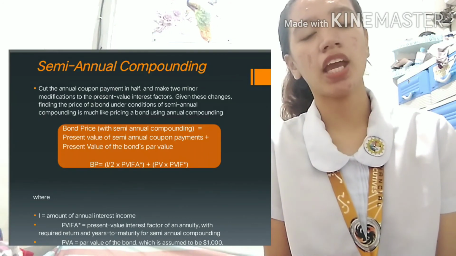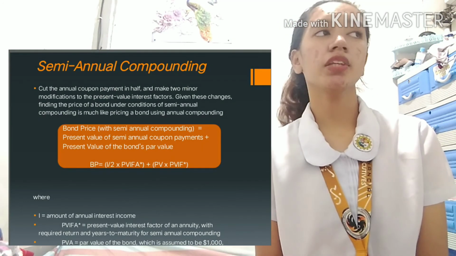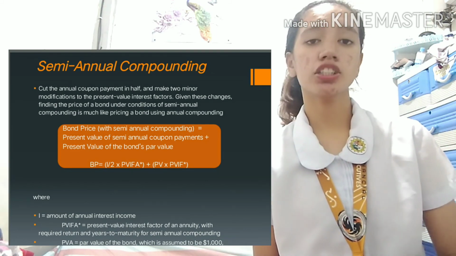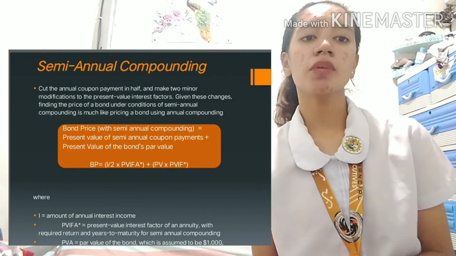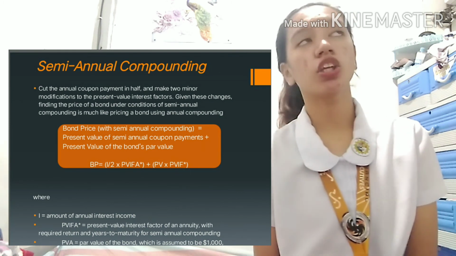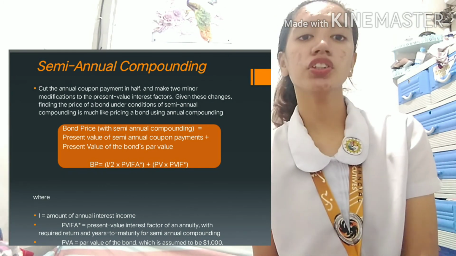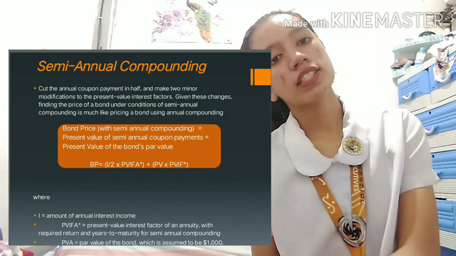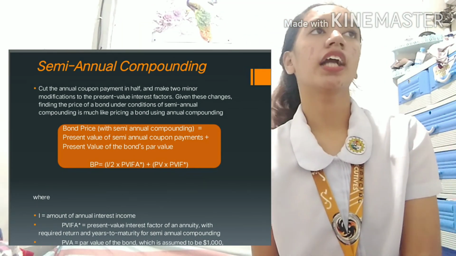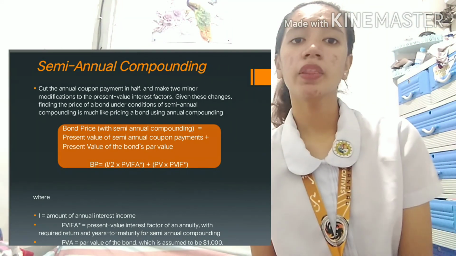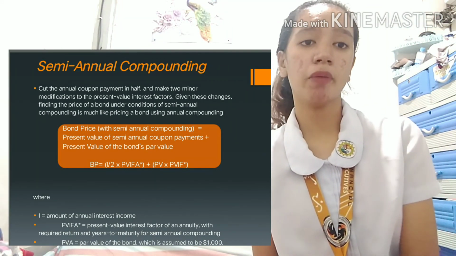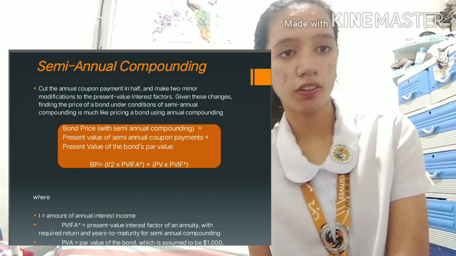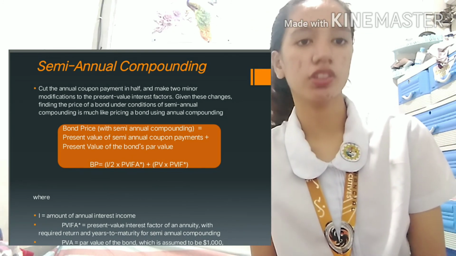Next way is semi-annual compounding. In practice, most bonds pay interest every 6 months. So, semi-annual compounding is used in valuing bonds. Fortunately, it's relatively easy to go from annual to semi-annual compounding. What we need to do is cut the annual coupon payment in half and make 2 minor modifications to the present value interest factors.